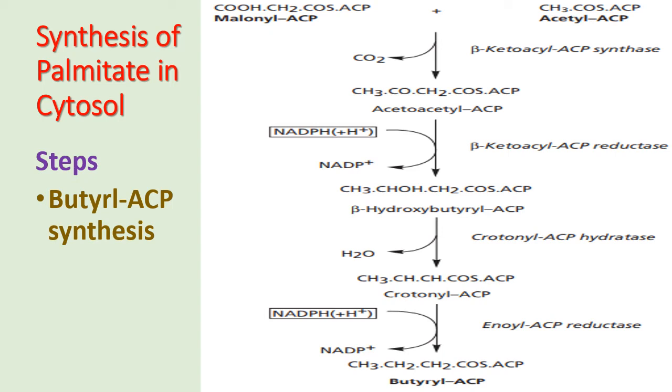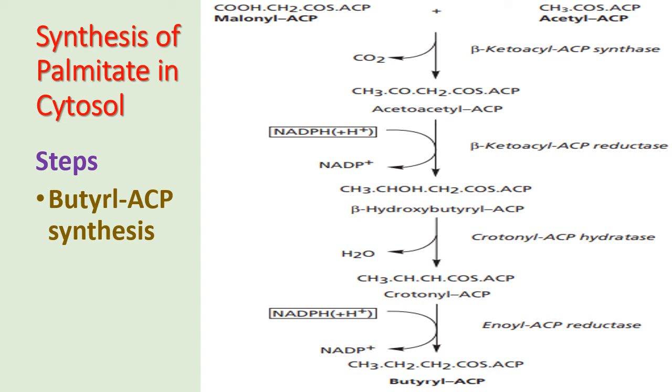This reaction requires energy in the form of NADPH that is converted into NADP. Then beta hydroxybutyryl ACP is converted into crotonyl ACP. The enzyme required for this reaction is crotonyl ACP hydratase, and there is the production of 1 molecule of water. Then finally crotonyl ACP is converted into butyryl ACP, and the enzyme required for this reaction is enoyl ACP reductase, and at this stage again NADPH is required.